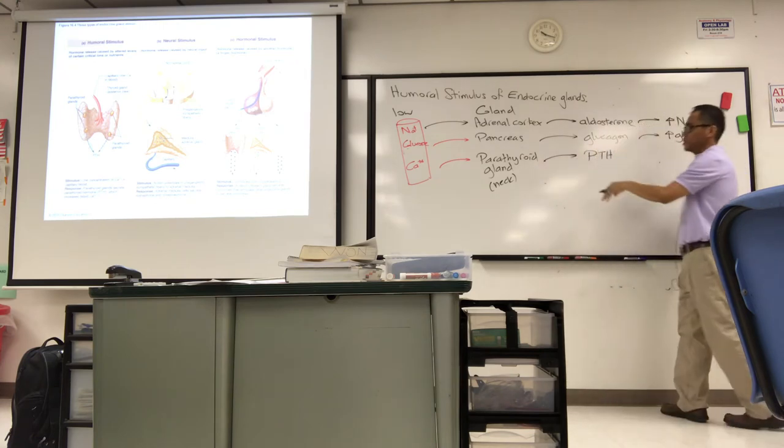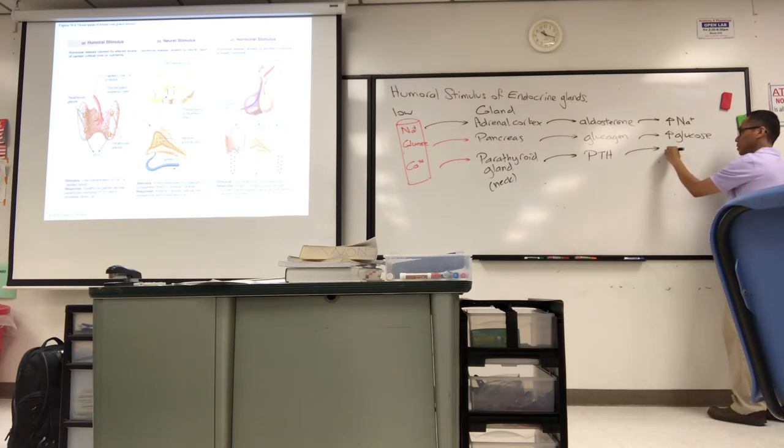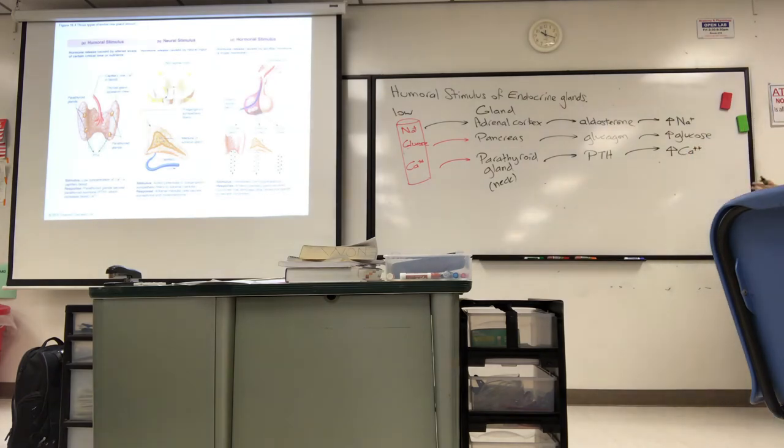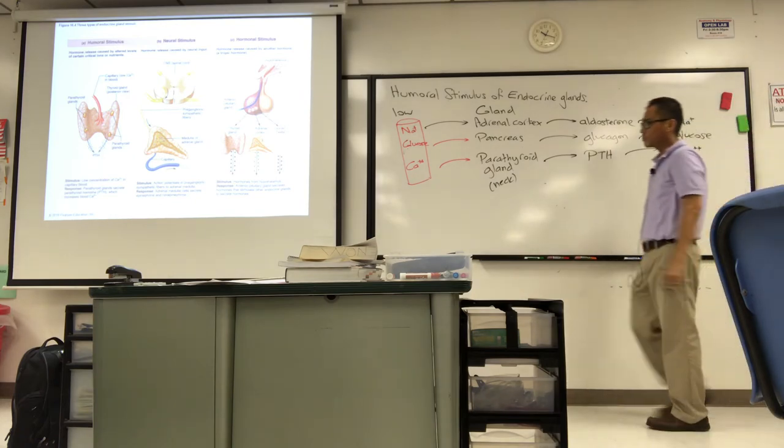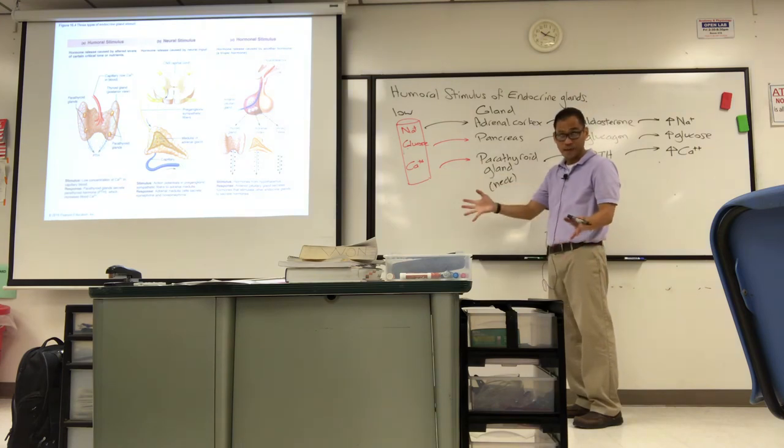And based on how I'm teaching, what's the response you expect? Increase calcium levels. So the body regulates blood levels of certain things through these hormones. And the direct stimulus is the blood level, in this example, becoming too low. Okay, so that's one mechanism.